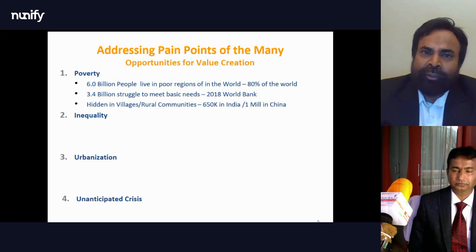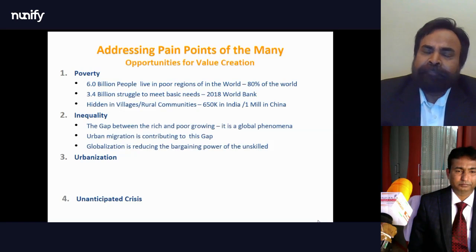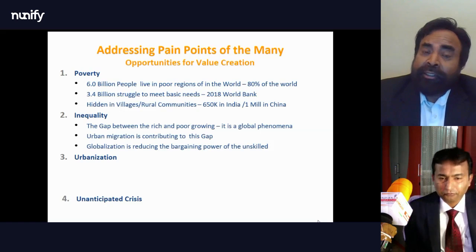As I mentioned to you earlier, based on my historical documentation there. The other problem that we have is inequity. There's a gap between the rich and poor that is ever growing. It's a global phenomenon, right? And that is a problem.